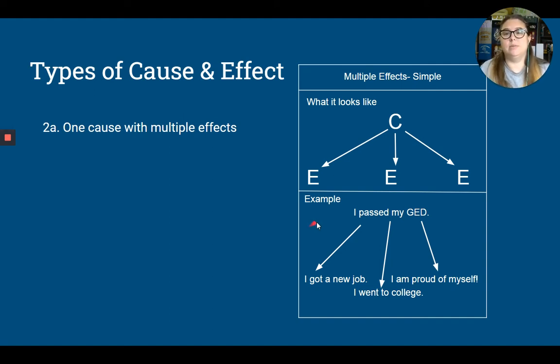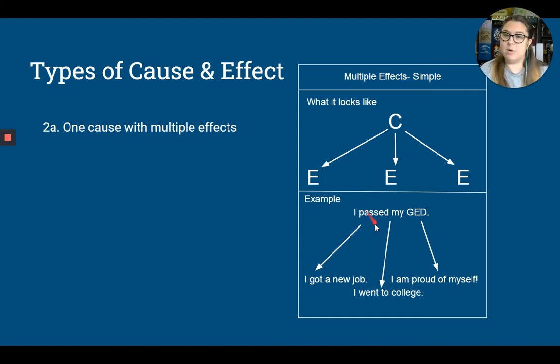And what that means when we look at our chart here is that we have one cause and it leads to three separate effects. The effects aren't connected to one another in any way. They're just three separate things that happen. So the example that I like to come up with is the idea that, okay, you passed your GED. That's a huge goal for us. So what happens because you pass your GED? What are some things that might happen to you?